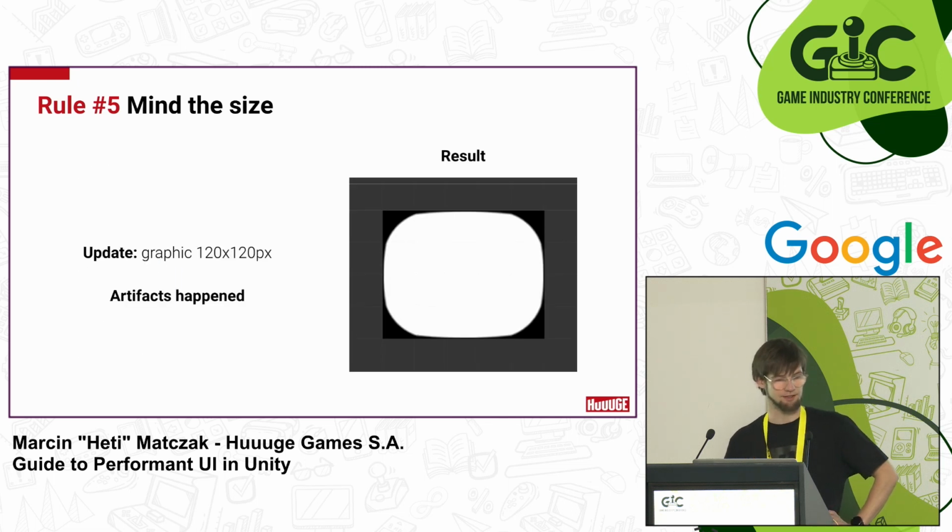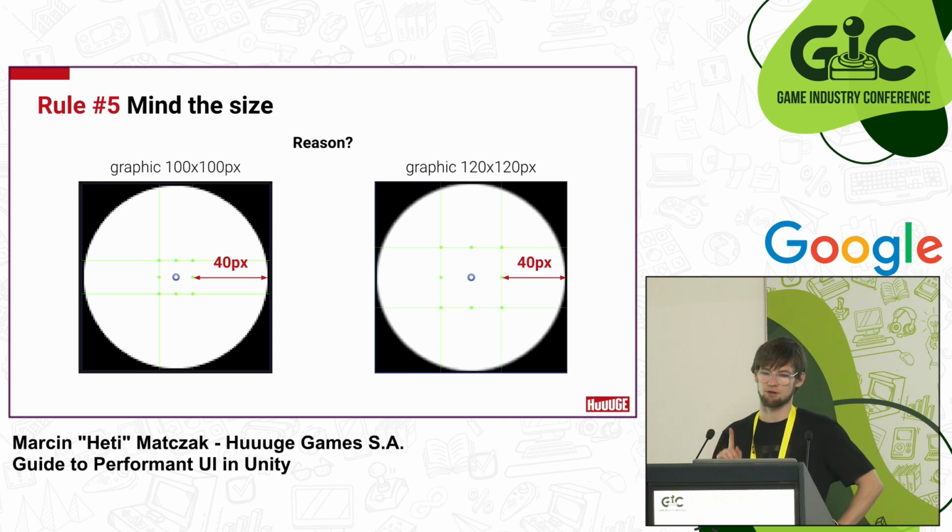It changes slightly. Why is that so? Because when we do 9 slicing, we should remember that the borders we put there are absolute. So we say, do not scale whatever is 40 pixels from the border. But take a look. In the graphic that is 100 by 100, 40 pixels from the edge, it's basically near the center. But 40 pixels on a bigger graphic makes it like 1/3 of the circle.